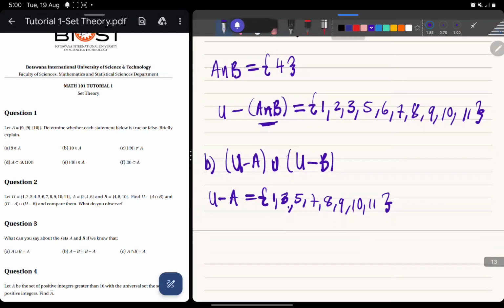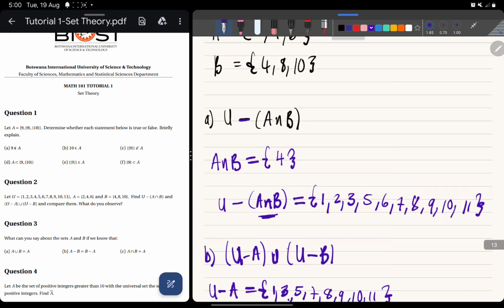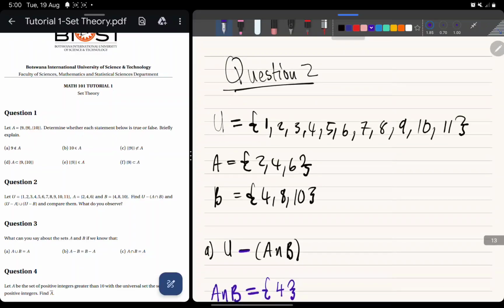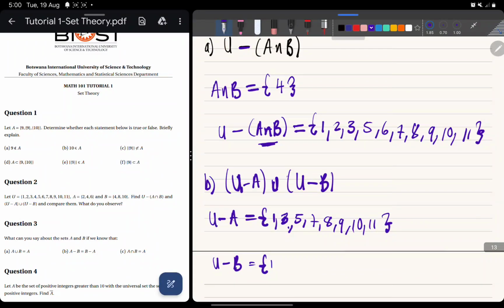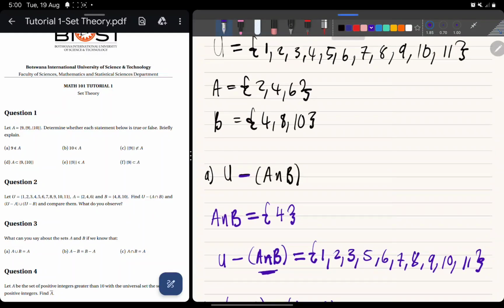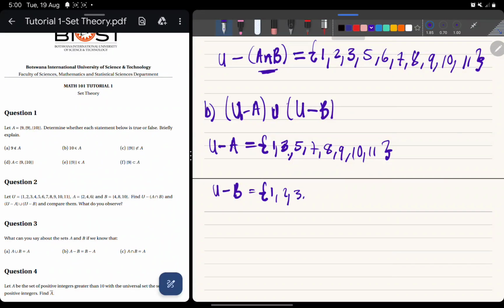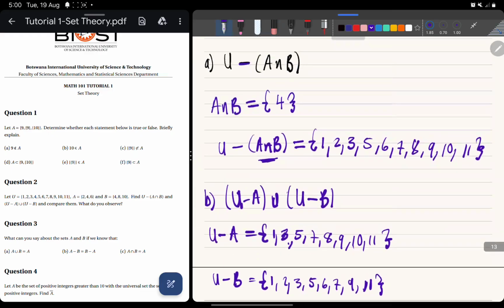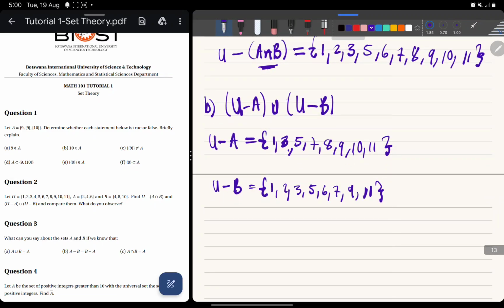Then we're going to say, what is the universal set minus B? You don't want the things in B, which is 4, 8, and 10. So it's going to be 1, 2, 3, then 5, then 6, then 7, then 9, then 10 we can't bring, then 11. So 4, 8, and 10 are out. Here it is. We have universal minus A, and we have universal minus B.